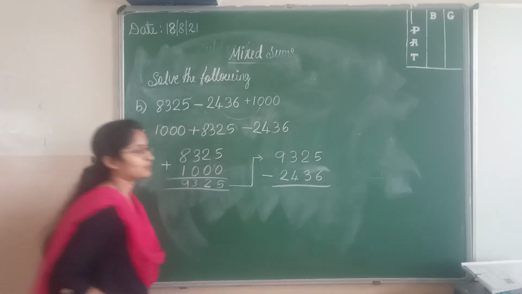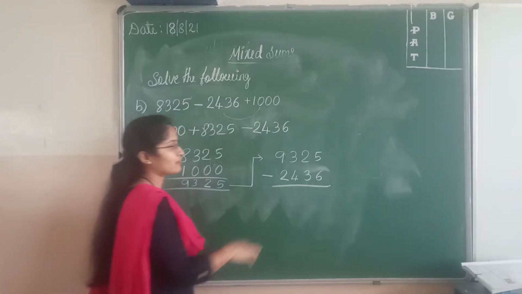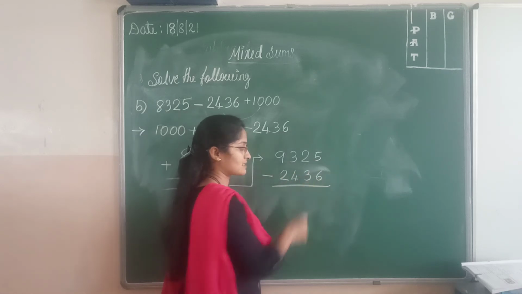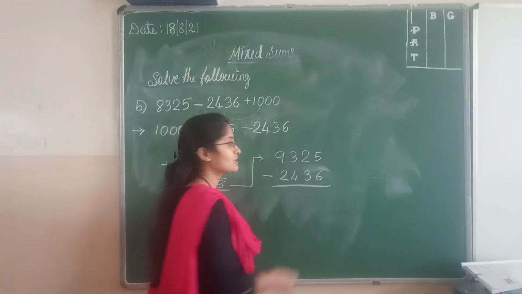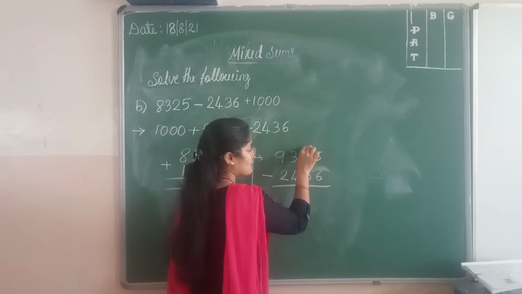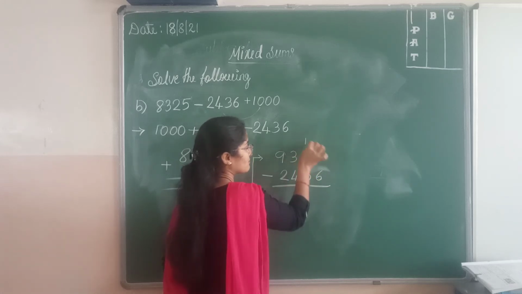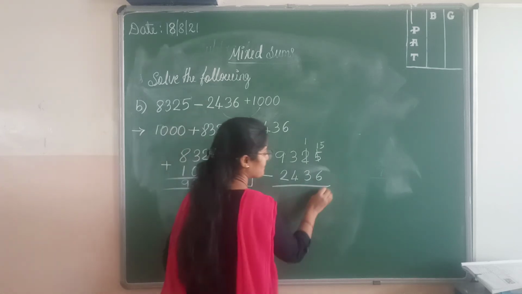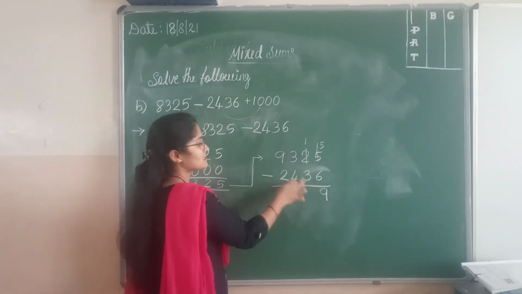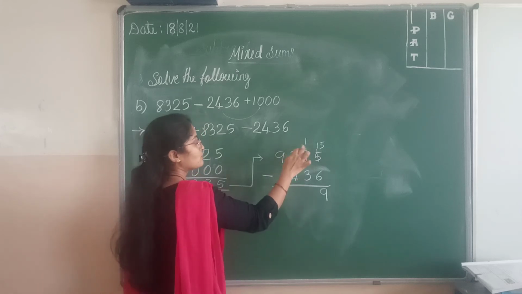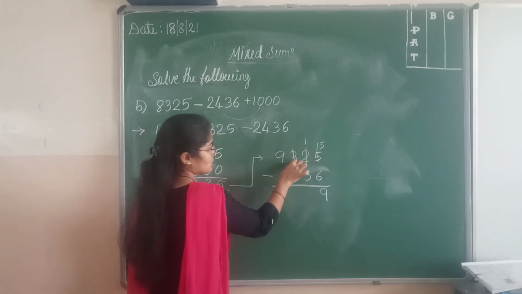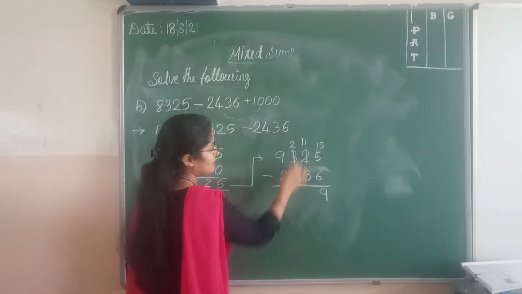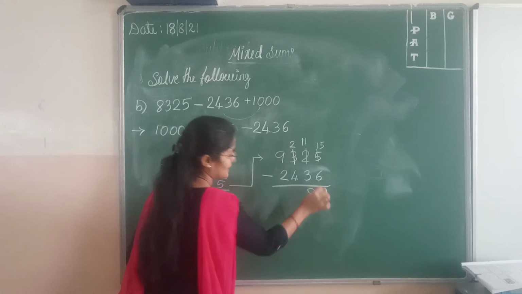2436. Okay. Now start subtracting from the ones place. The ones place number here is 5 minus 6. We cannot subtract 5 minus 6, so borrow from the tens place. When we borrow from the tens place, this 2 will become 1 and 5 will become 15. So 15 minus 6 is 9, and 1 minus 3 is not possible again. For this 1, borrow from 3. When we borrow from 3, 3 will become 2 and 1 will become 11. 11 minus 3 is 8.